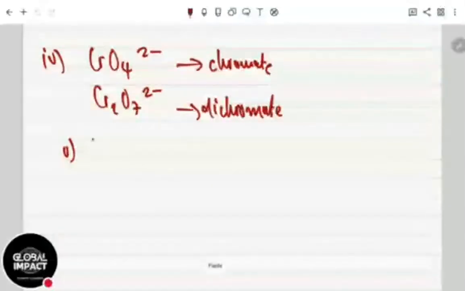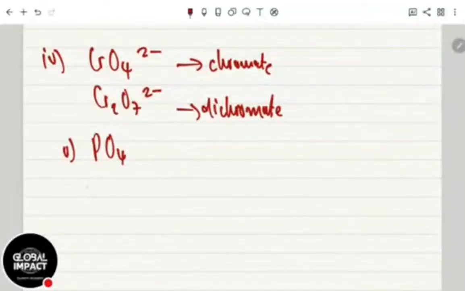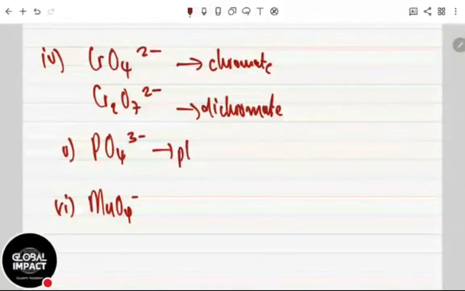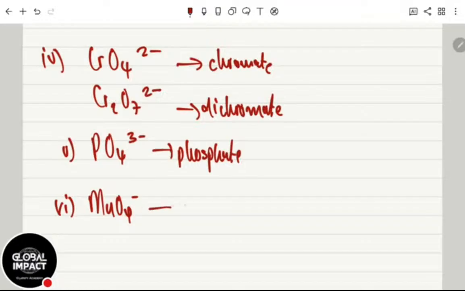So we now have, of course, the phosphate and the permanganate. PO4 for phosphate and MnO4 for permanganate. But the difference is the charges. One is minus, the other one is the only 3 minus on this list, which is the phosphate. And this is a minus, and it is the permanganate.